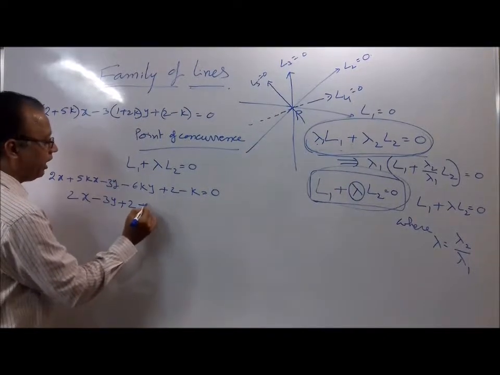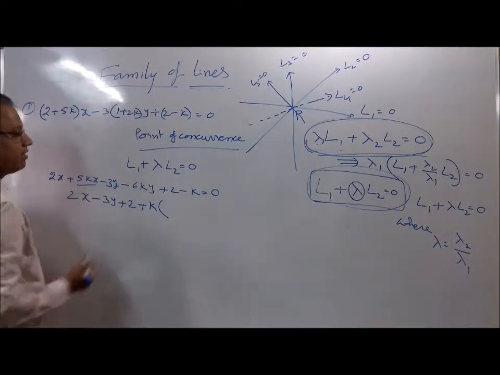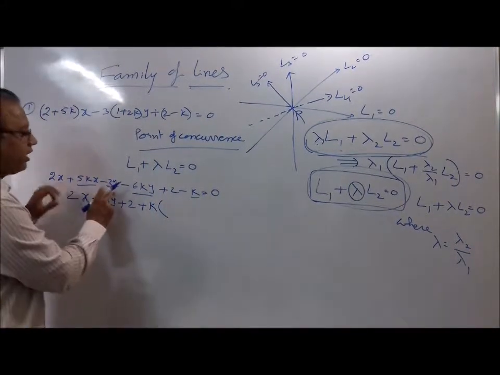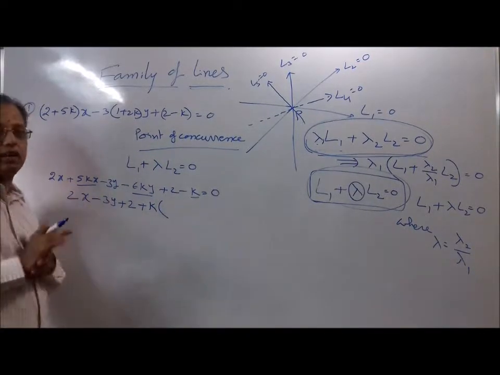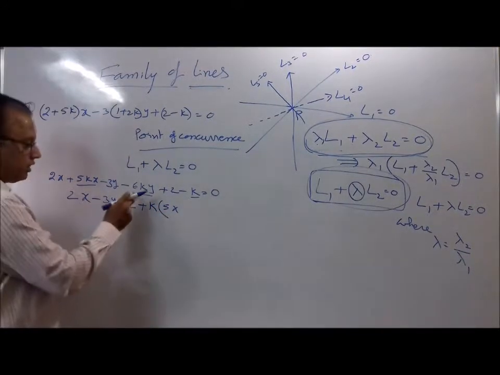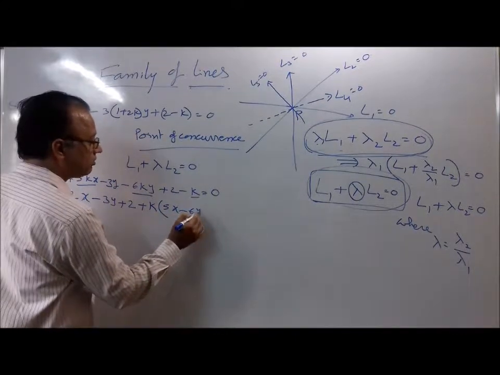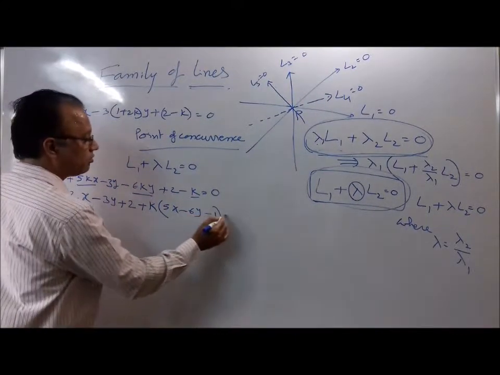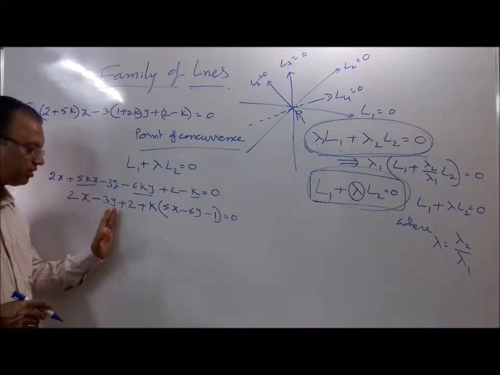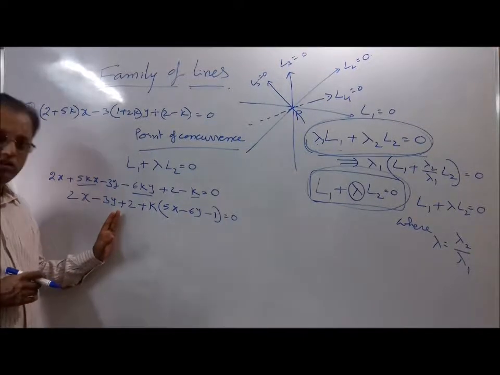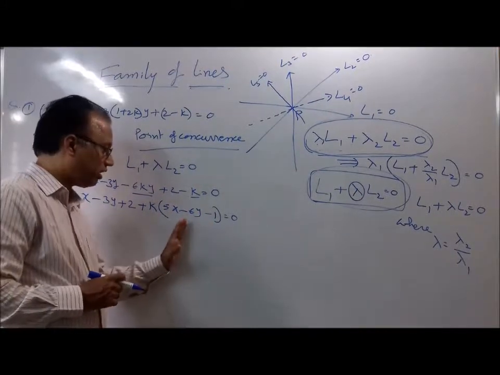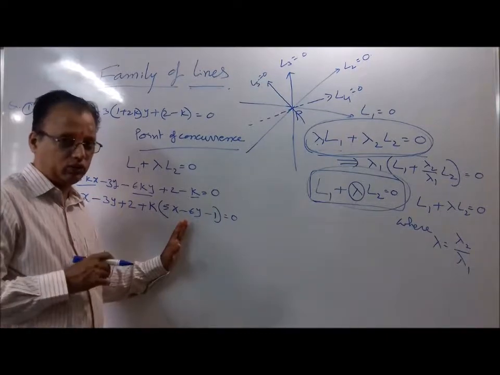Now I take k common, because k is there in each of these terms. Firstly I wrote 2x minus 3y plus 2. Now I am writing only the k terms. So k outside, it is 5x, minus 6y, minus 1. This is a first degree equation in x and y, so it represents a straight line. Assume it is L1 equal to 0. This is also a first degree equation in x and y, so it is assumed as the second line, L2 equal to 0.